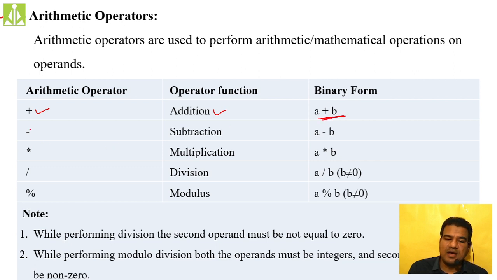Then we have the minus sign. We call this arithmetic subtraction. And the binary form: we have to put that operator between the two operands A and B. A and B are my operands and I am keeping it like this. Then multiplication, arithmetic multiplication, and the form will be like this. Then division, arithmetic division, the form will be like this: A divided by B.